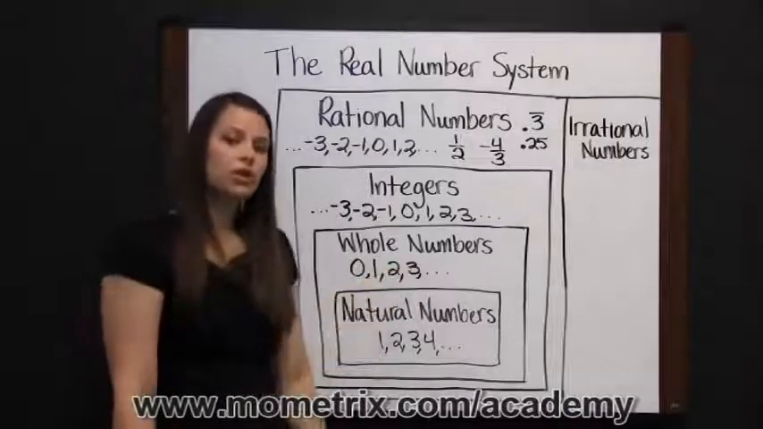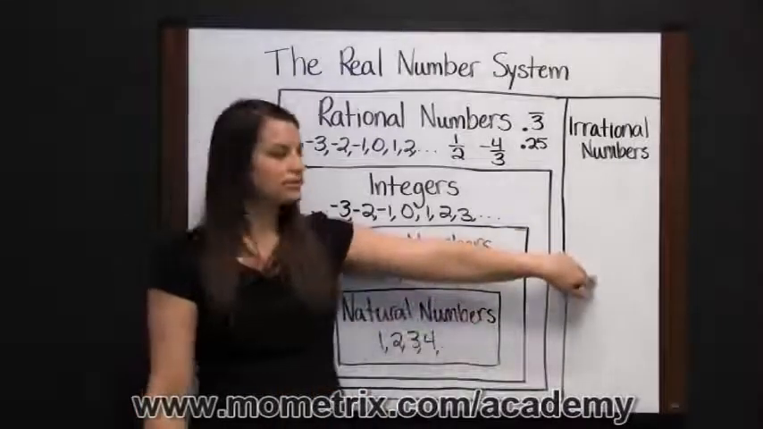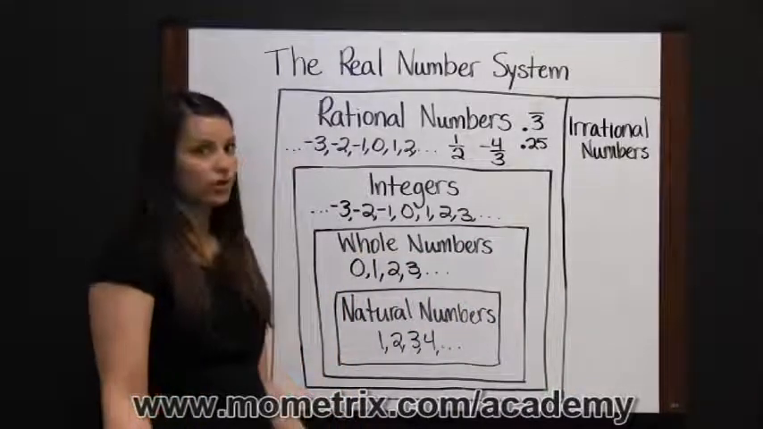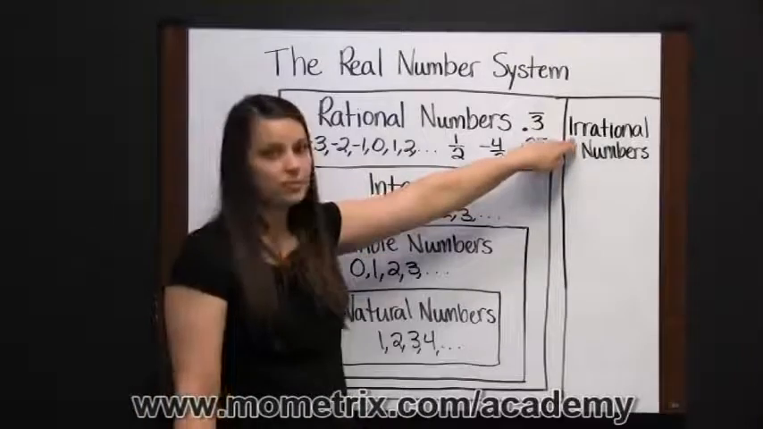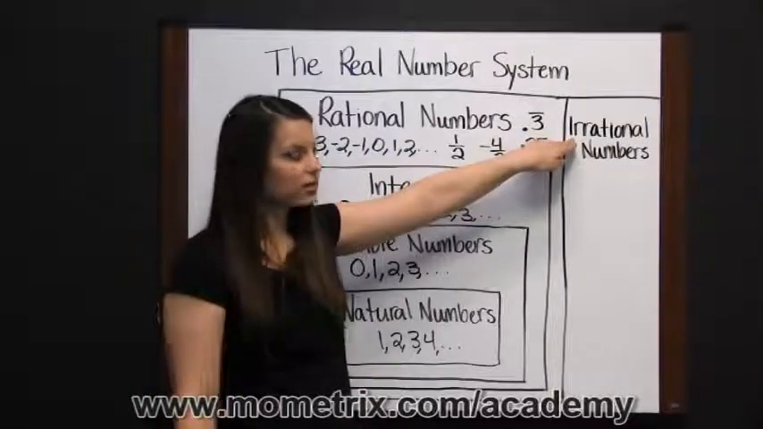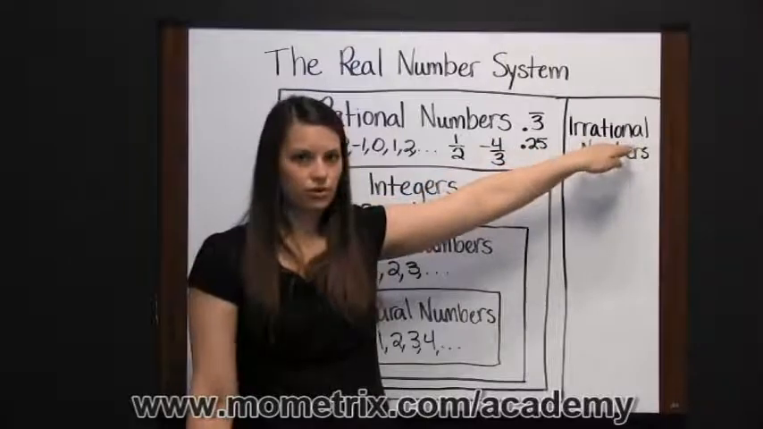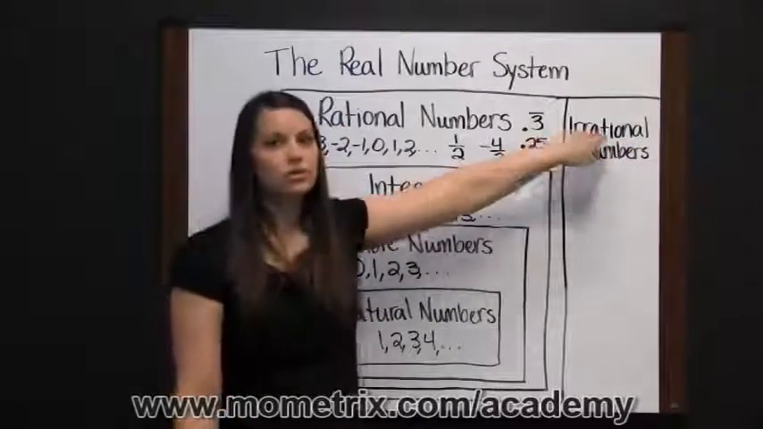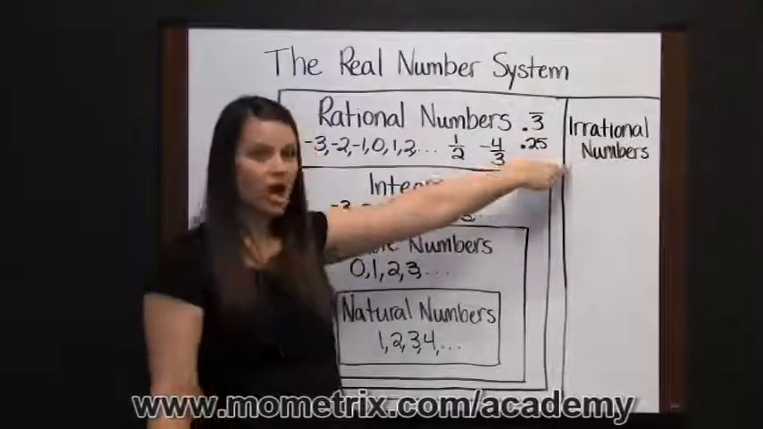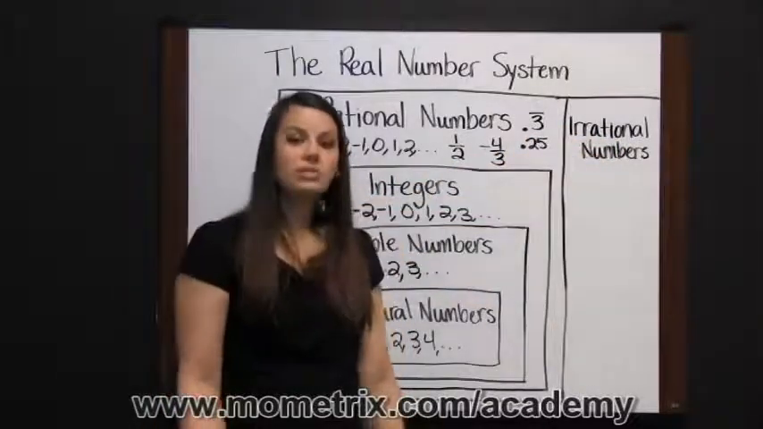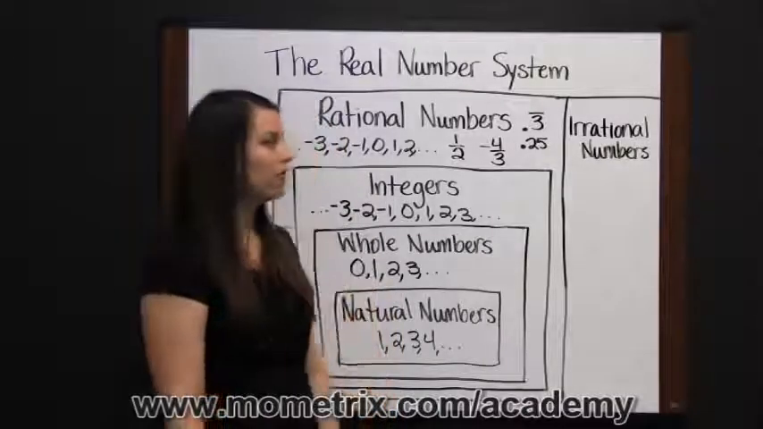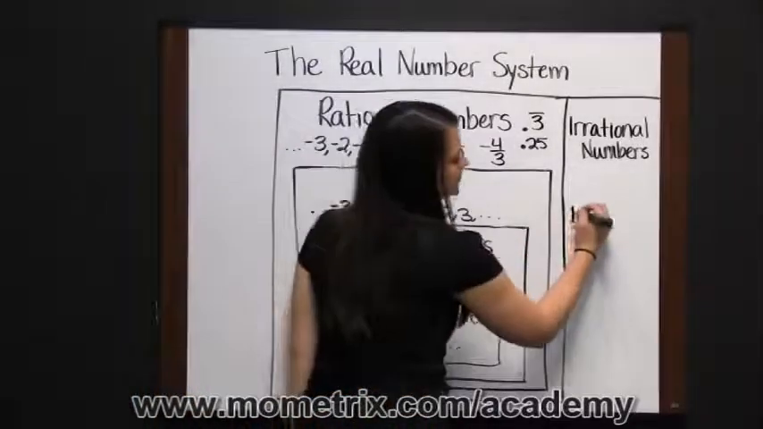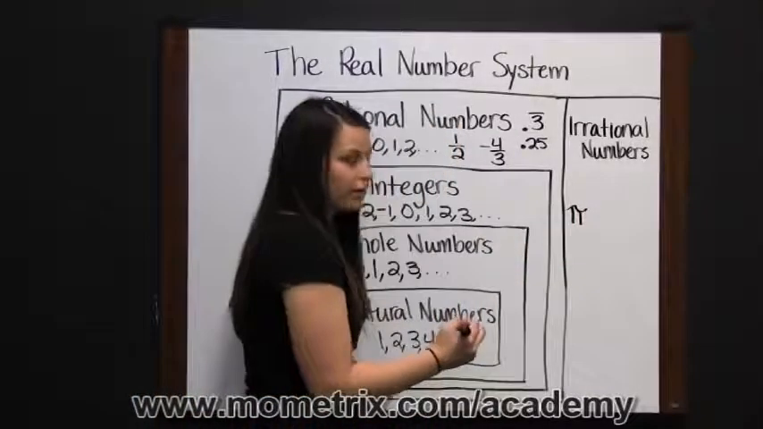The real number system also includes another set of numbers, irrational numbers. Irrational numbers, if we look at the word, the prefix means not, and then we see that word again, rational. So irrational numbers is the set of numbers that are not rational, or numbers that cannot be written as a ratio, which means numbers that cannot be written as a fraction. This set of numbers includes things like pi. Pi is an irrational number.